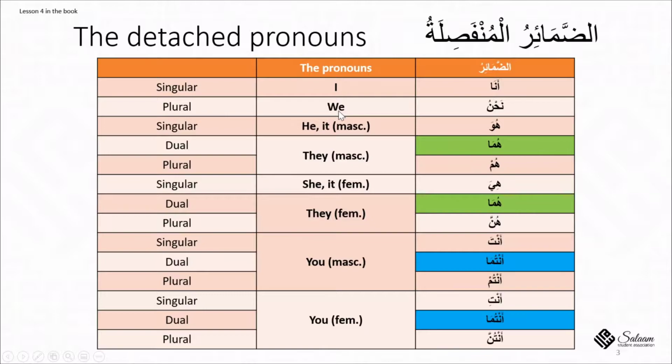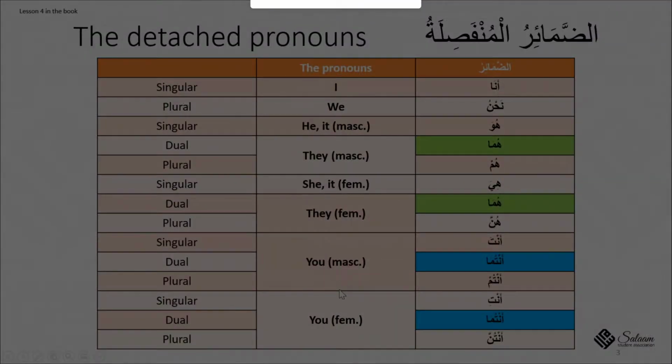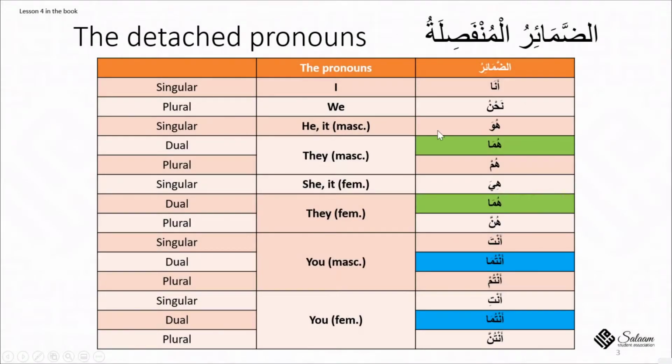We will be only one, I only one, but they, because it's more than one, there are two words for it, for the masculine and two words for feminine. Also for you, two words for masculine and two words for feminine. So that's why the set of pronouns in Arabic is a little bit different, but you can derive them from each other. So we start with I, which is ana, and we, نحن.